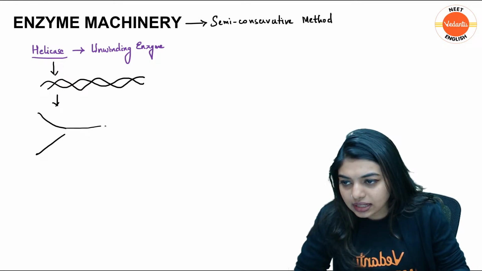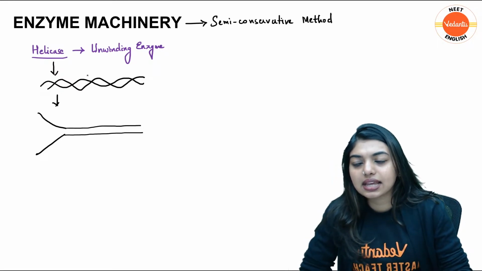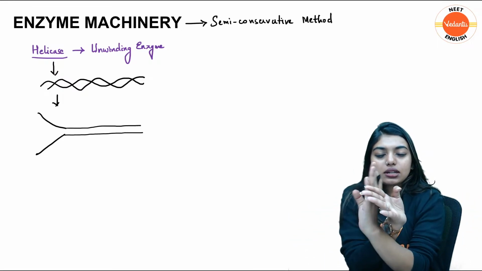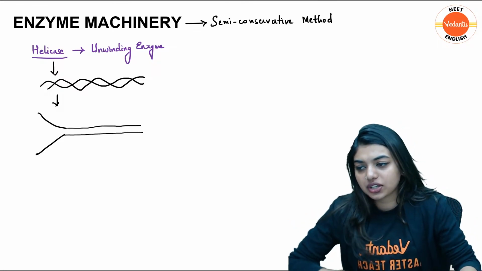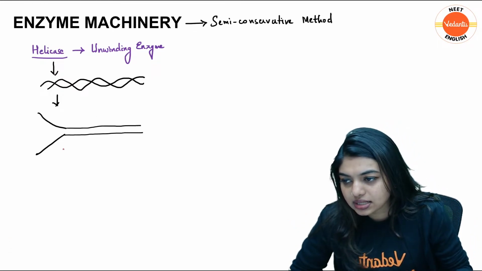It will form like this. Have you seen structures like this in your textbook? Correct? So, the unwinding enzyme is helicase. Helicase will remove the bonds, remove the loops, and make this twisted strand into a straight strand. Okay? Now, we call this structure a replication fork.